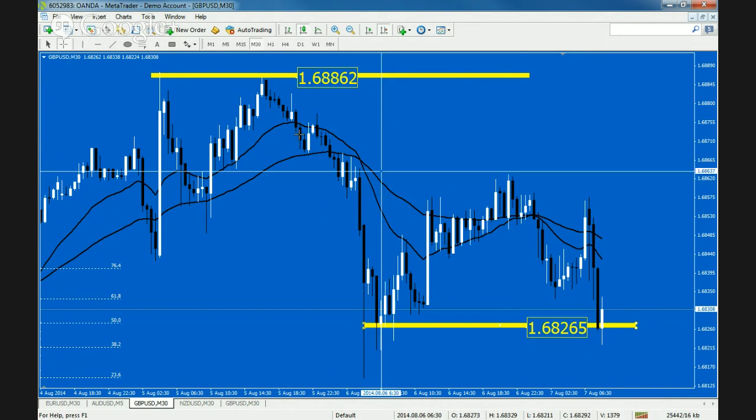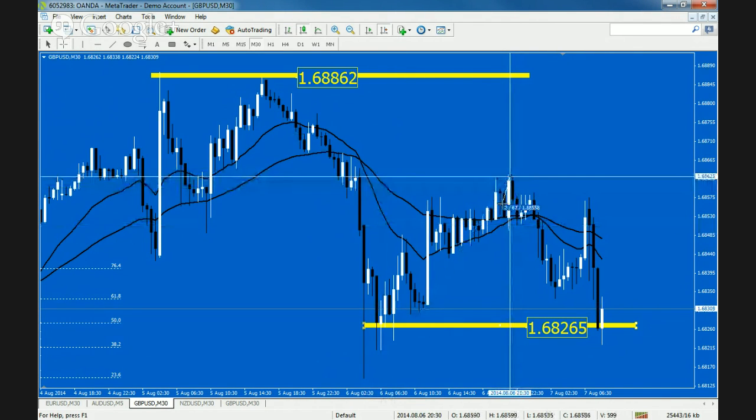So essentially price is in a range right now. It's just stuck in this range of about 30, 40 pips.